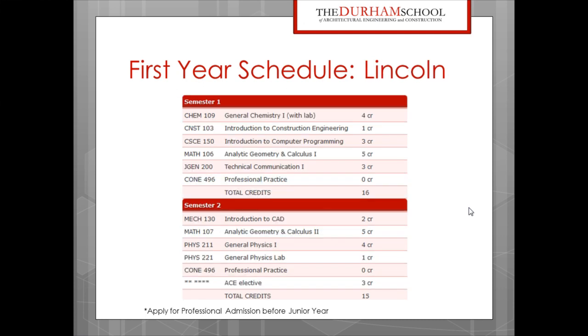On the Lincoln campus, the same basic classes. The course numbering is a little bit different, but you still have those foundation courses, your chemistry, your intro calculus 1 and 2, your physics, your intro to construction engineering. Please note, after your first and second year within the construction engineering program, you must apply for professional admissions. So once you have about 60 degree credit hours, you must apply for professional admissions to the construction engineering program. And that helps us make sure that you have your prerequisites necessary to move on to those junior level courses.